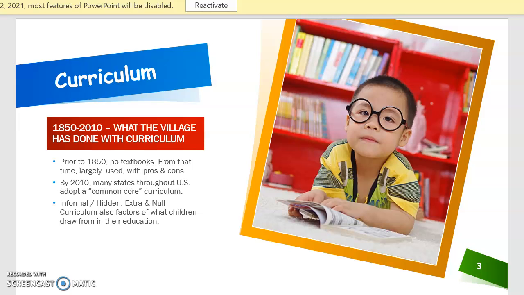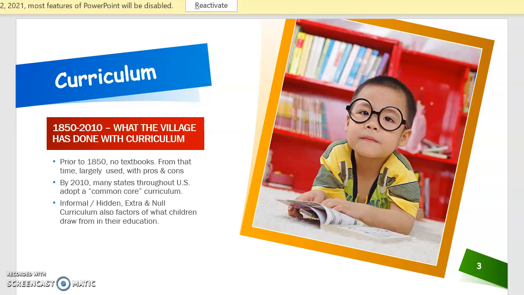As the years went on and schools changed, by 2010, many states throughout the U.S. would adopt a Common Core curriculum. This happened for a lot of reasons, but one of those reasons is when students relocate between states, school administration can more easily identify where the student is and how to help that student move successfully through their current grade and to the next.